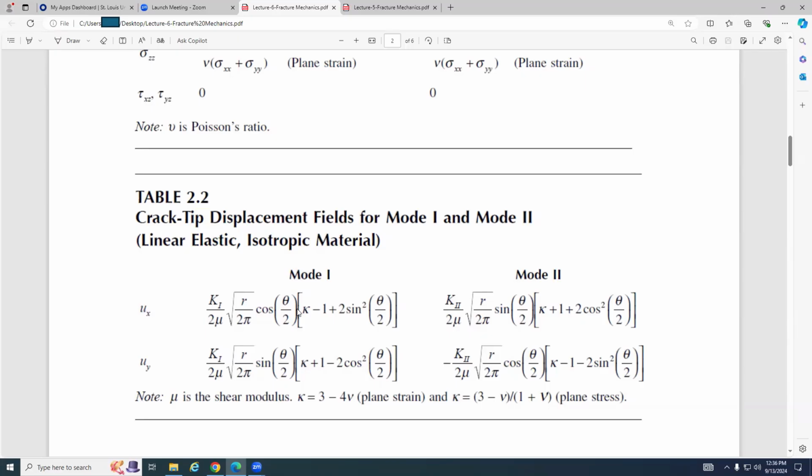This is for mode 1, and this is for mode 2. We are not talking about mode 3 because mode 3 is out of plane. Okay? You understand? We are only focused on the plane. That's the reason we only focus on mode 1 and mode 2.